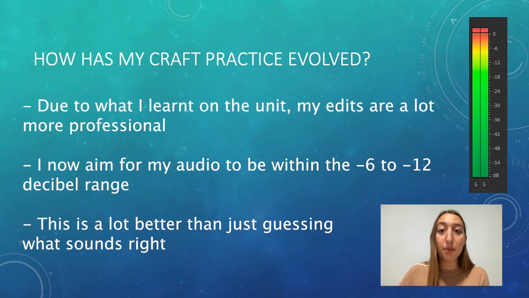Now when I edit, I'm always checking that my audio is within the -6 to -12 decibel range, which I never previously did, leading my audio levels to never be consistent.